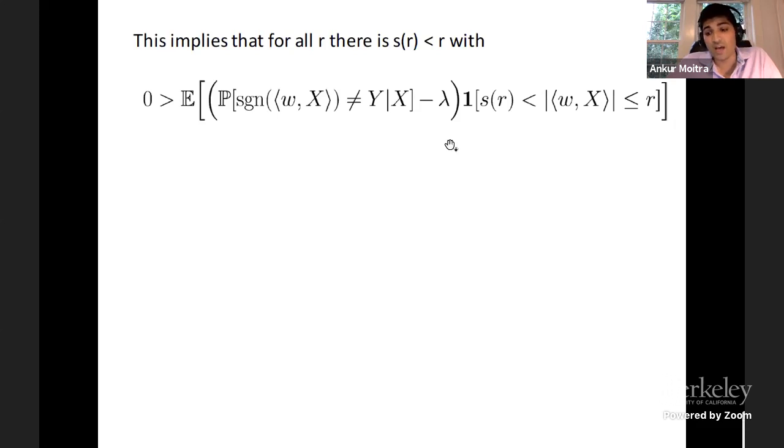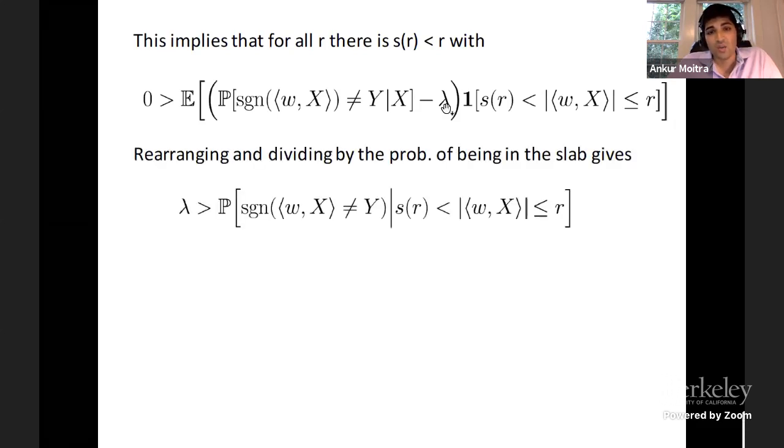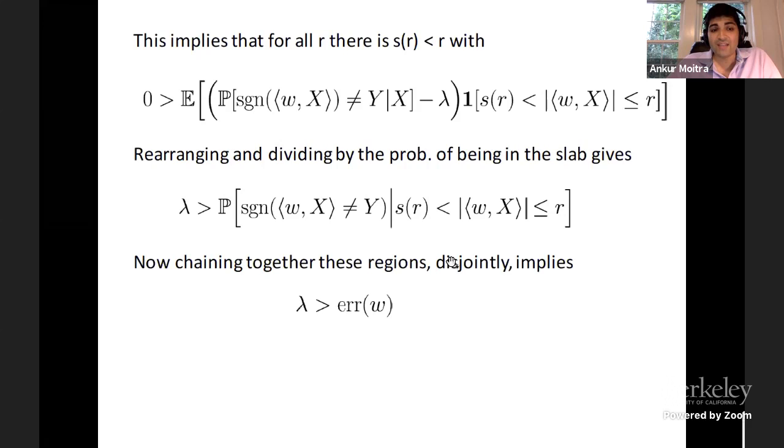And now we're actually done because we can just rearrange. We pull the lambda on the other side. This indicator function, if we divide by the probability of being in the slab, we get a conditional probability: the probability we get the sign wrong, conditioned on actually being in the slab. And we know that lambda is a strict upper bound for it. And that's actually going to give us a contradiction because now we have a slab where our hypothesis W is actually doing well.